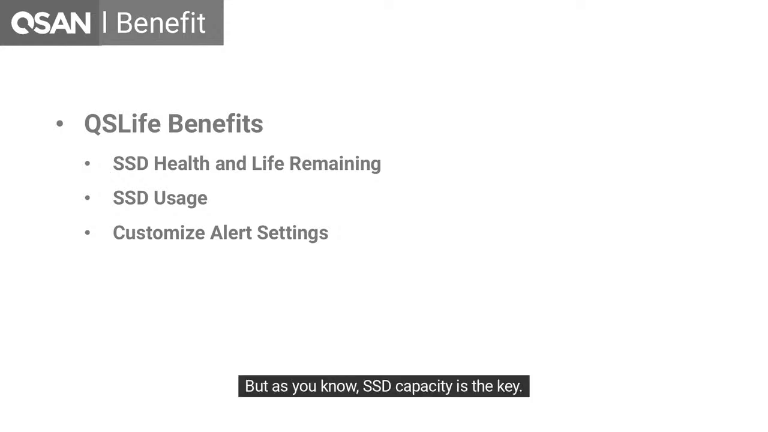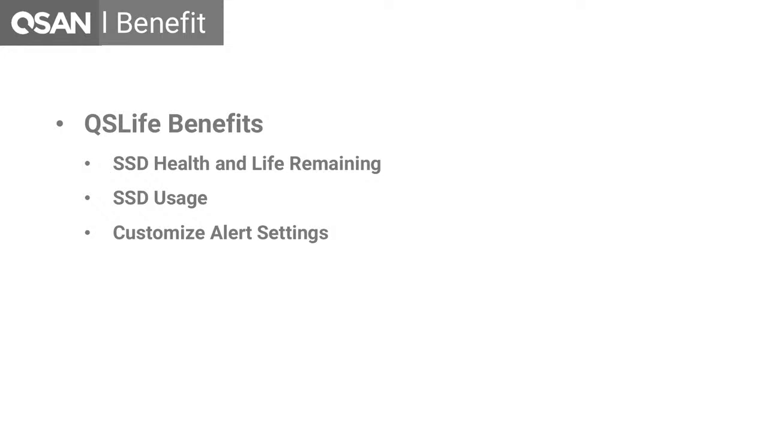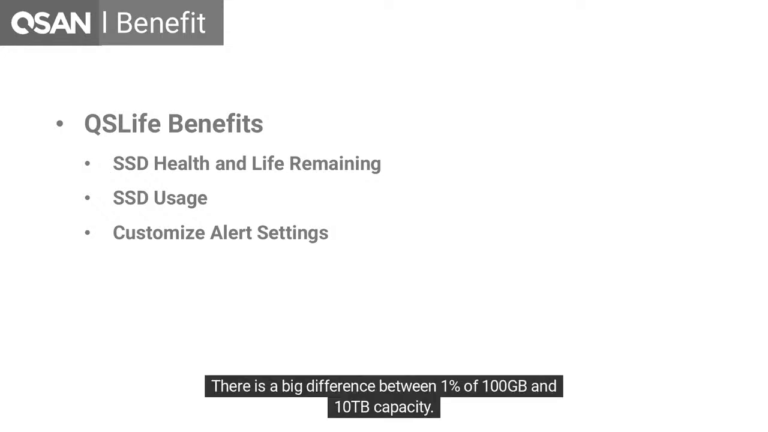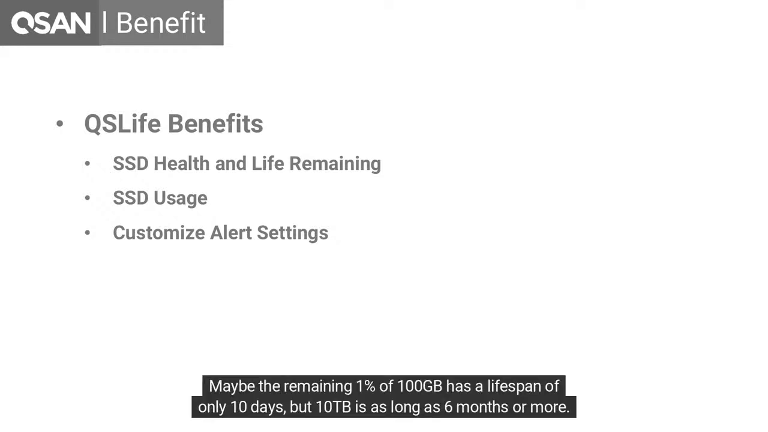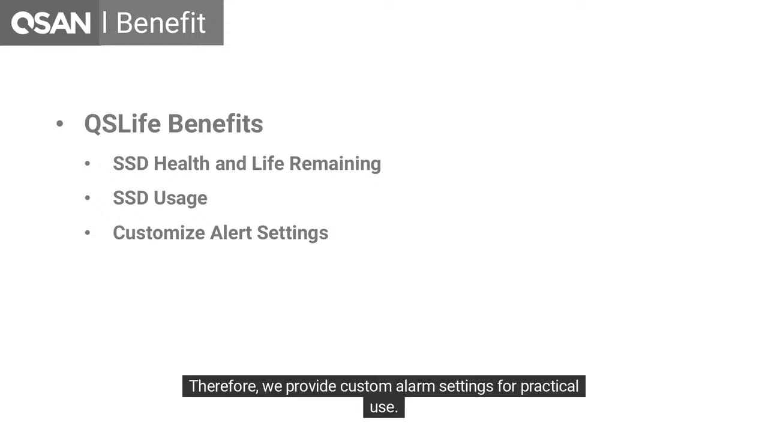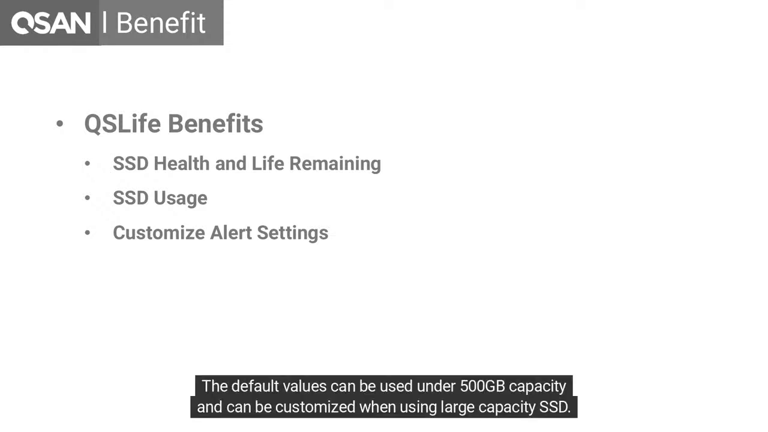But as you know, SSD capacity is the key. There is a big difference between 1% of 100 gigabytes and 10 terabytes capacity. Maybe the remaining 1% of 100 gigabytes has a lifespan of only 10 days, but 10 terabytes is as long as 6 months or more. Therefore, we provide custom alarm settings for practical use. The default values can be used under 500 gigabytes capacity and can be customized when using large capacity SSD.